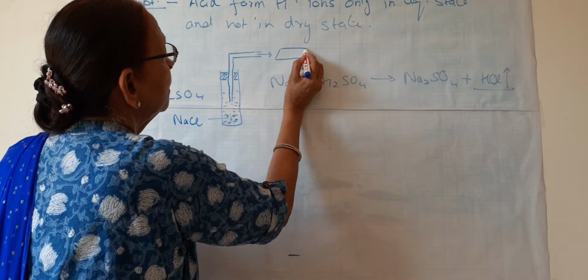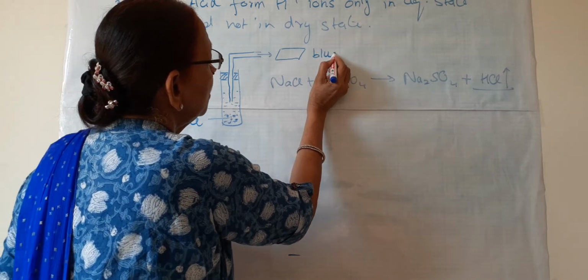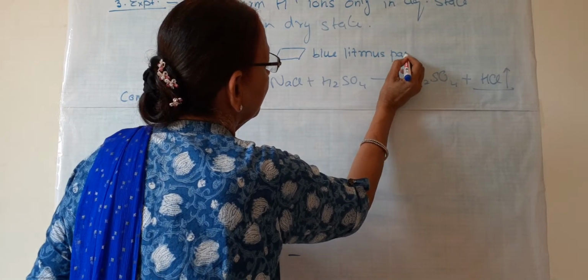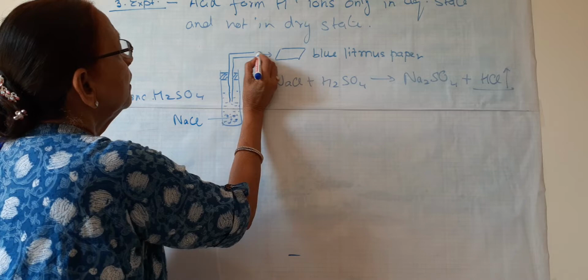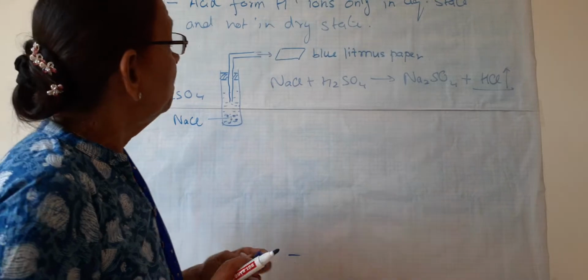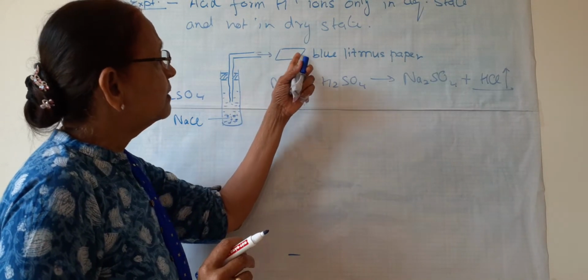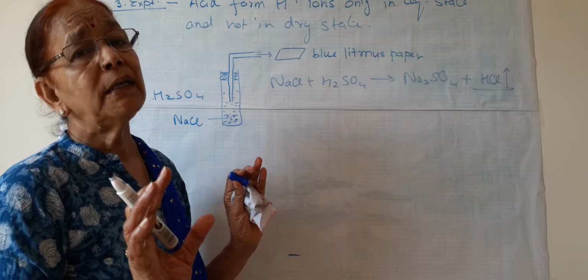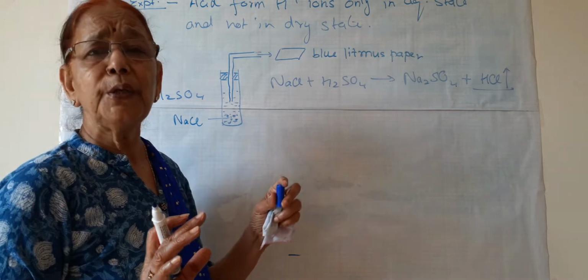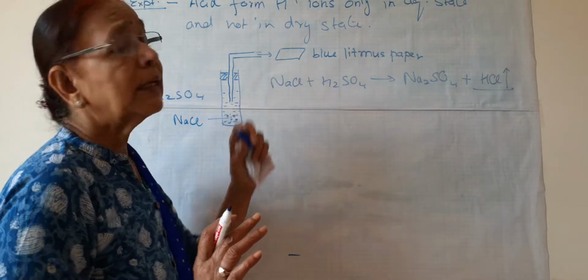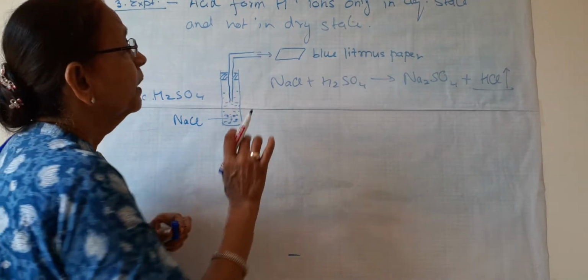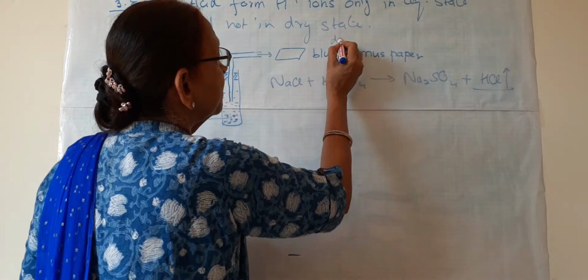We put a blue litmus paper in front of this delivery tube from where this HCl gas is coming. But we will see that after passing this HCl on the blue litmus, its color does not change. Otherwise, in acid, the blue litmus should turn red, but here the color is not changing because this HCl gas is dry and it is dry litmus paper.